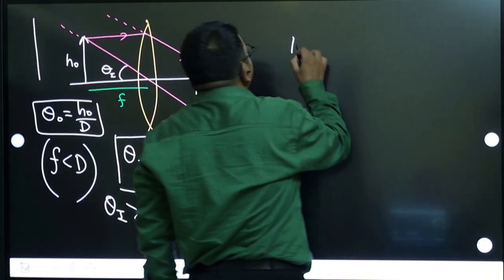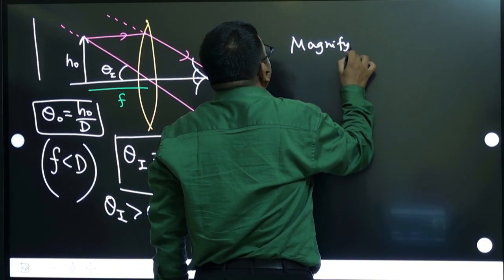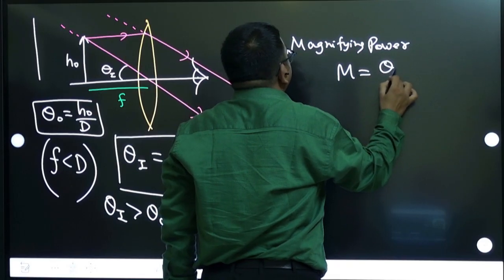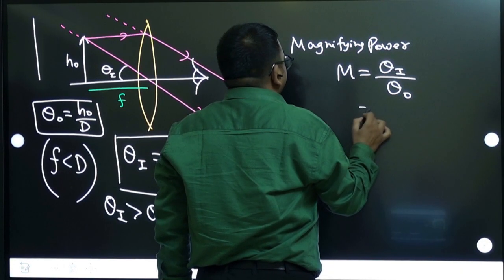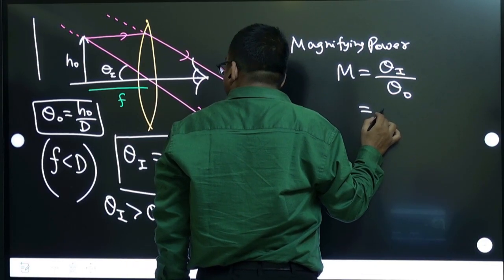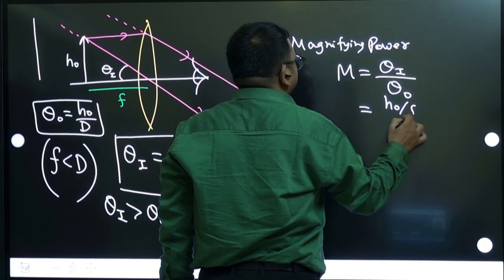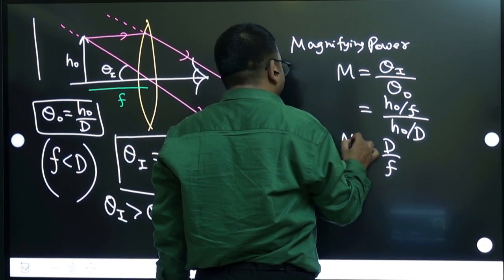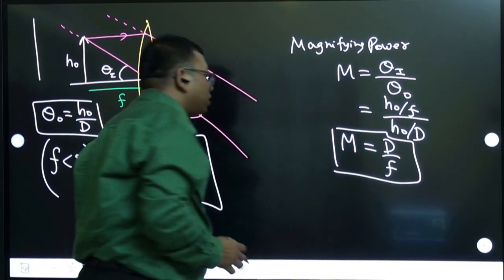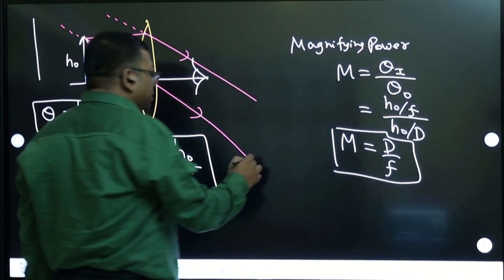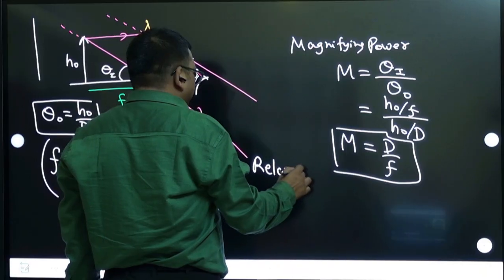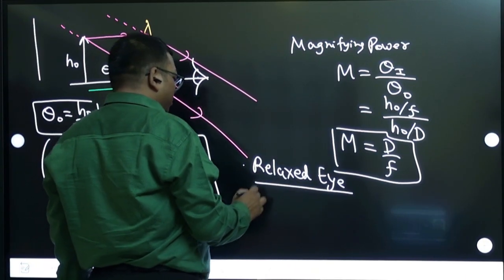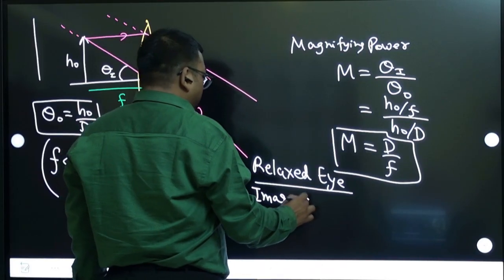That is called magnifying power. The magnifying power M is defined as theta I by theta naught. Take this ratio: h naught by f divided by h naught by d. That comes as d by f. This condition is called the relaxed eye, because our eye is relaxed as we are focusing at infinity. This is also called image formed at infinity.